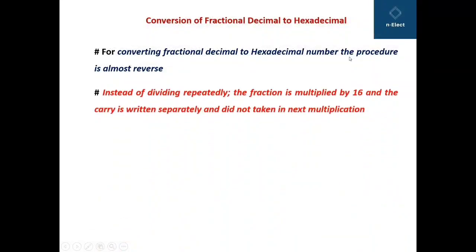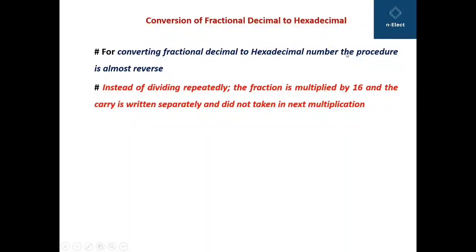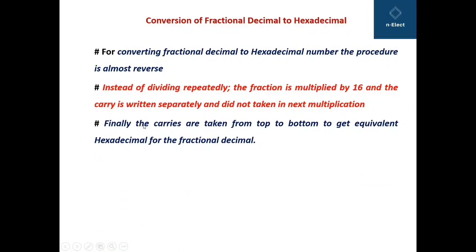Then conversion of fractional decimal to hexadecimal. For converting the fractional decimal to a hexadecimal number, the procedure is almost reversed. Reverse means what? Instead of repeatedly dividing, we have to multiply. So instead of dividing repeatedly, the fractional part is multiplied by 16, that is the base of hexadecimal, and the carry is written separately and is not taken into the next multiplication. We'll see it. Finally, all the carries are taken from top to bottom to get the equivalent hexadecimal for the fractional decimal.